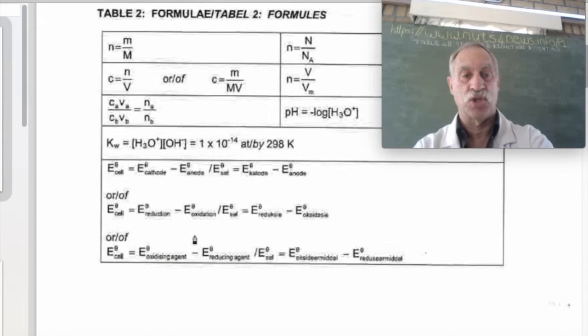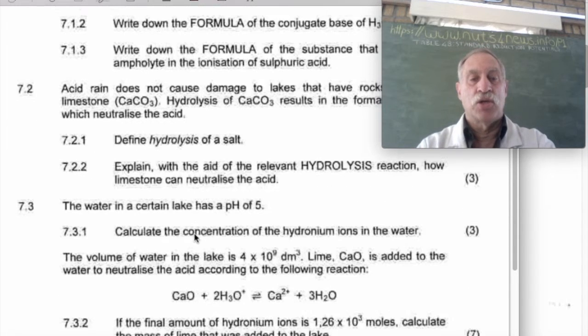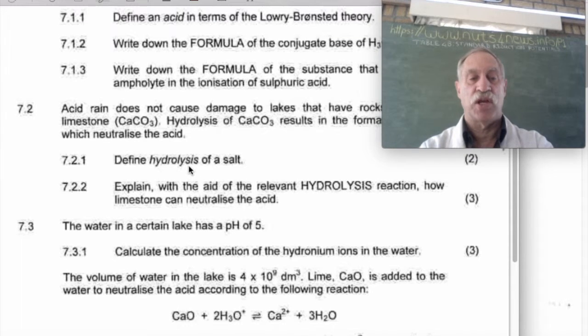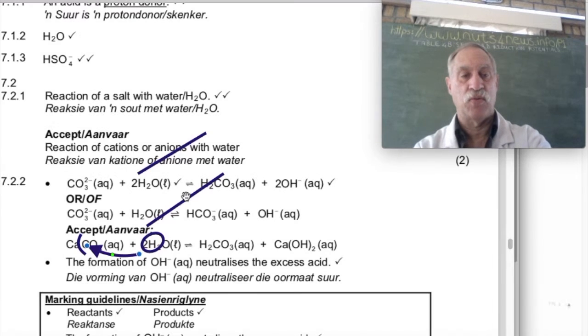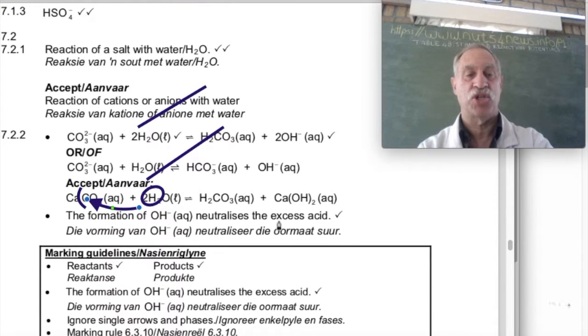Let's go back to the next question. Explain with the aid of the relevant hydrolysis reaction how limestone can reduce the acid. I just want to see if we gave the reaction, and what do they say here? The formation of OH minus neutralizes the excess acid. Okay, so that's all that you had to write. So there was the reaction. Then you said the OH minus, which is a base, will then neutralize the sulfuric acid. Fine.